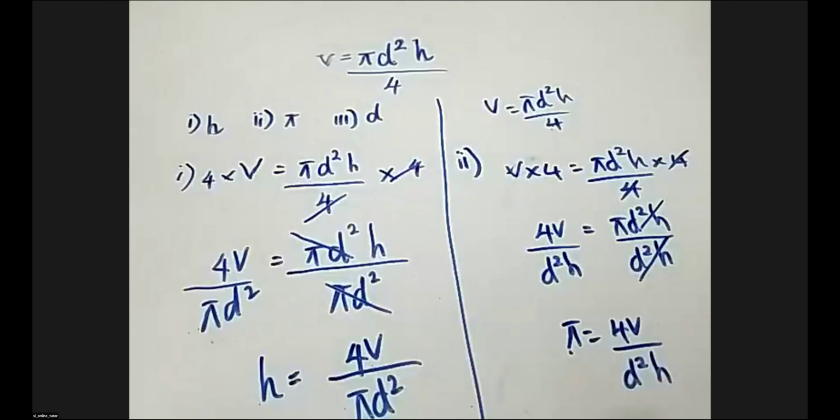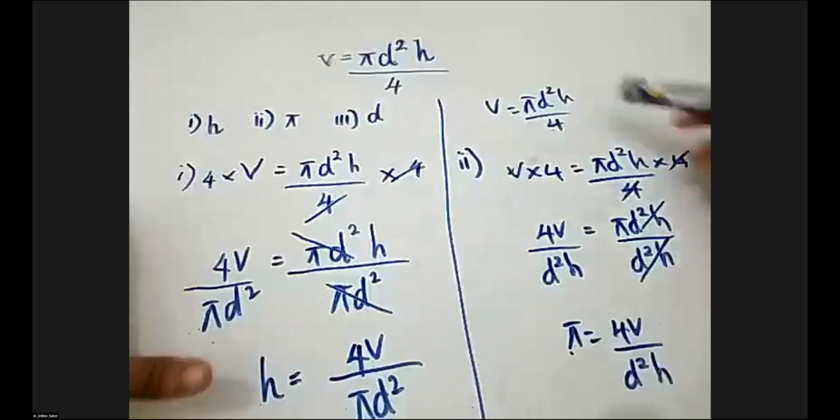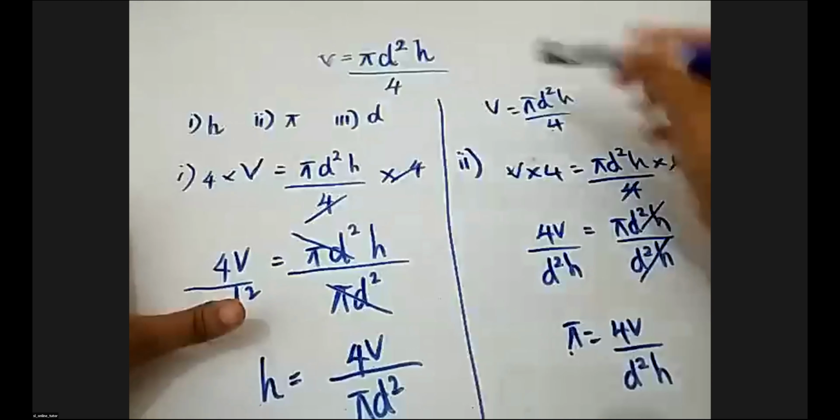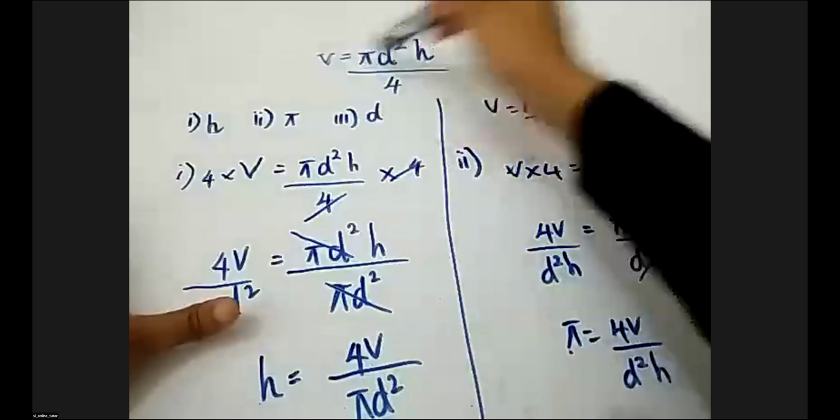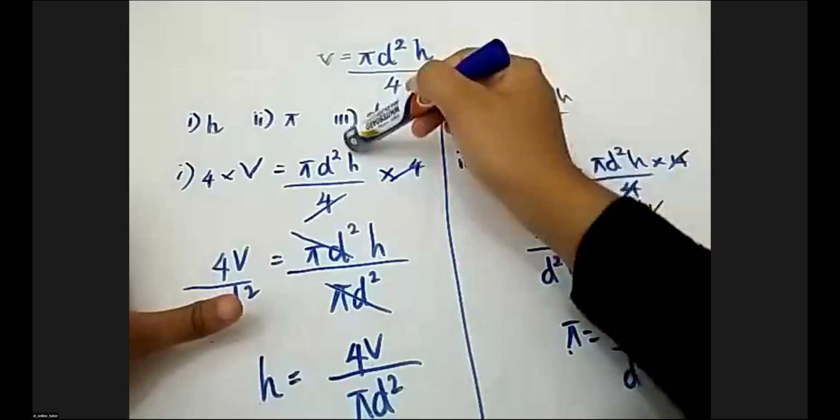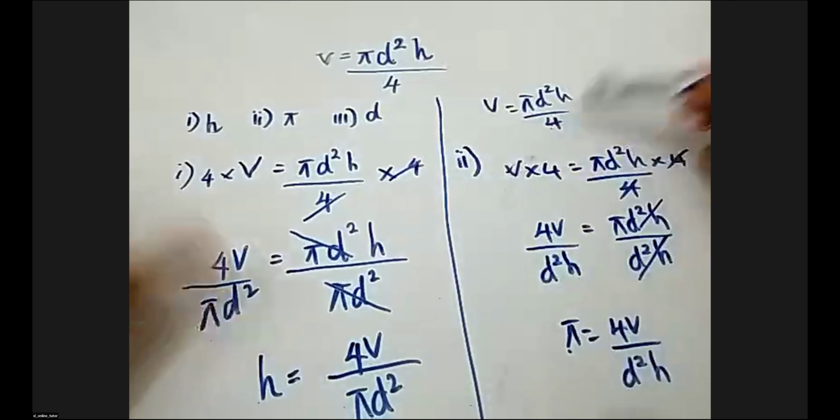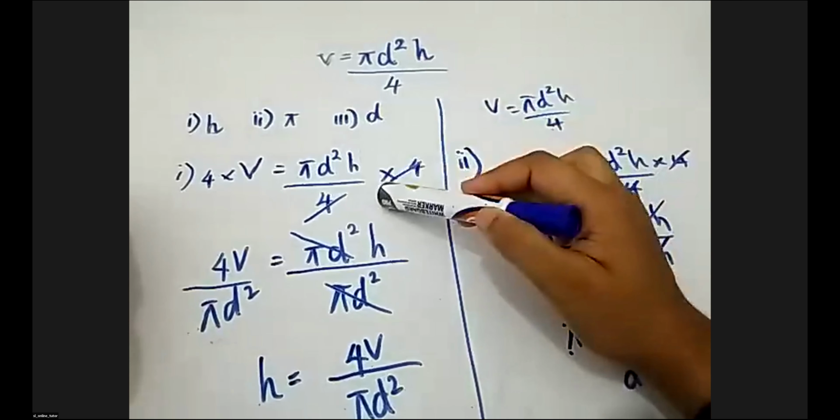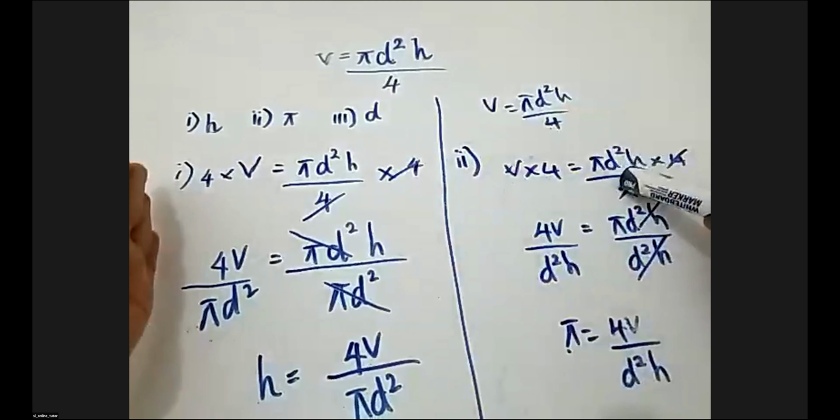Right, Abdullah. Which one was not clear? Roman number 1 or Roman number 2? Roman number 2. Okay, listen carefully once again. Same as Roman number 1. Here we need h, here we need pi. In this case, we need h as the subject. In this case, we need pi as the subject. Same as you did Roman number 1, only you had to do Roman number 2.